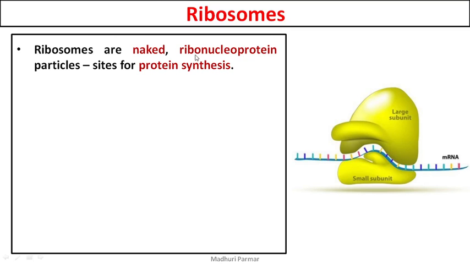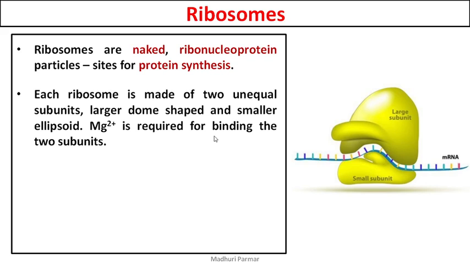Ribonucleoprotein. Here the name ribonucleo is because it has RNA. The full form of RNA is ribonucleic acid, right? So because it has RNA, it is called ribonucleo, and this RNA is found with protein. So it is a ribonucleoprotein particle. Clear? And it is a site for protein synthesis. That is its function. What does the ribosome do? It does the function of protein synthesis.